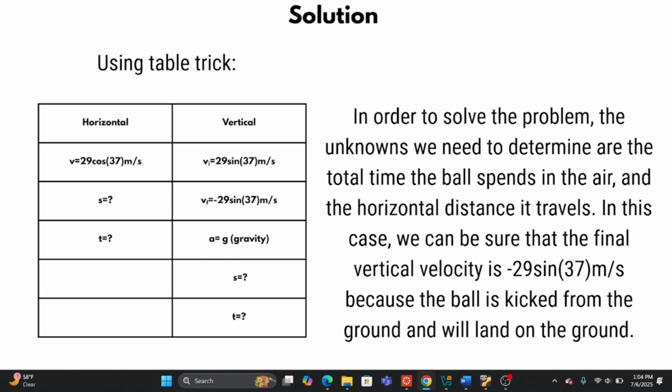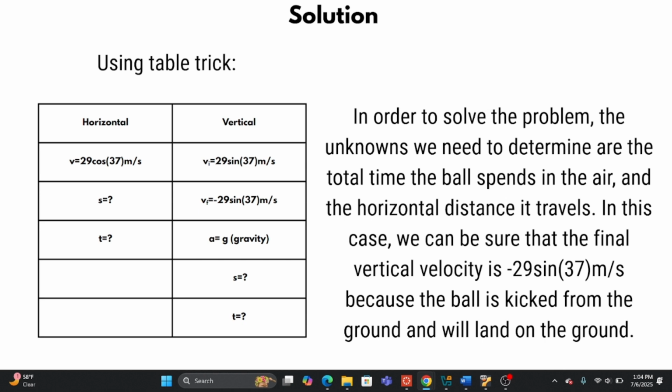Because the angle between the direction the ball was thrown and the direction of the ground is going to be 37 degrees. That was given in the problem. So then to figure out the horizontal velocity, we just need to figure out the length of the side adjacent to the angle. And we know that adjacent over hypotenuse is cosine. So our horizontal velocity is going to be 29 cosine 37.